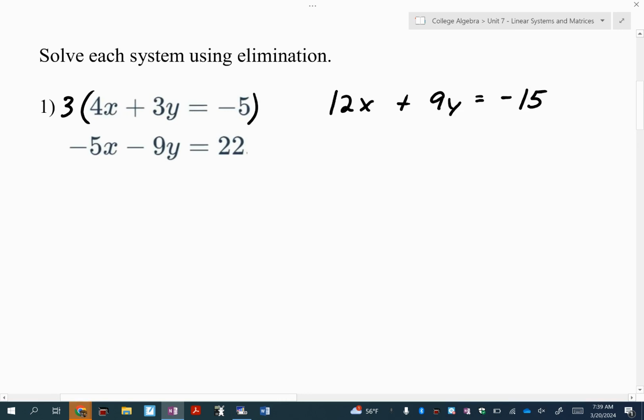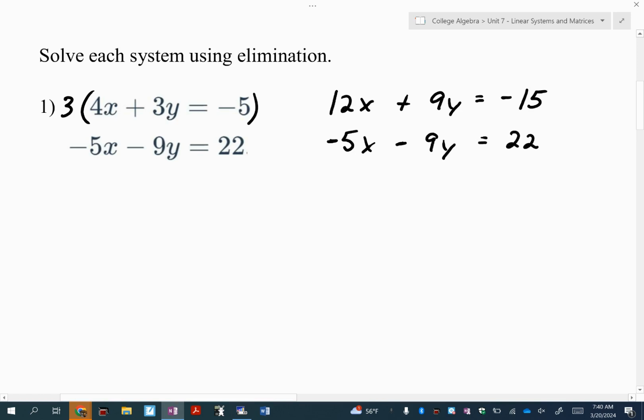Okay, I'm going to pause here. Does everyone see what I just did to that first linear equation? I distributed the 3 to all 3 of those terms. Now, if you take the second linear equation and just copy it, okay? So don't touch anything there.